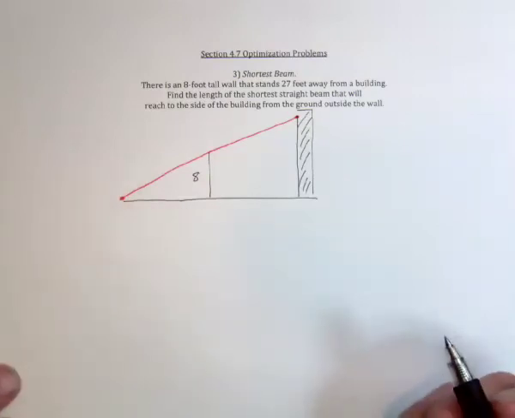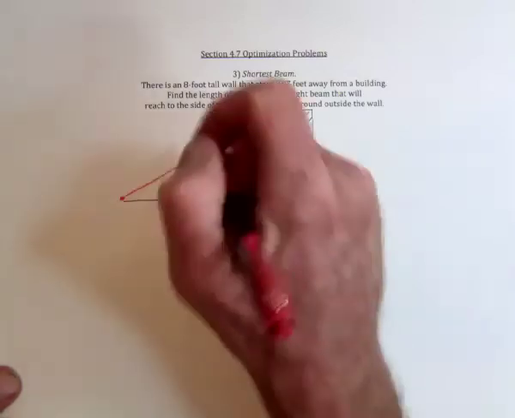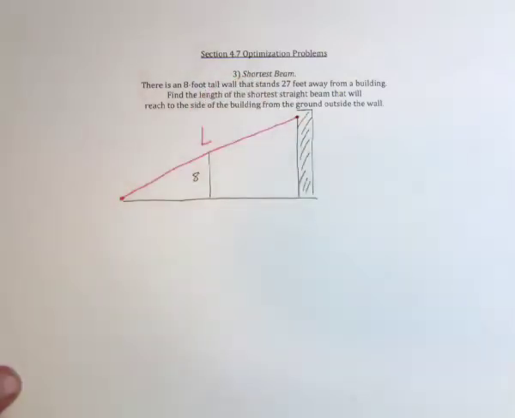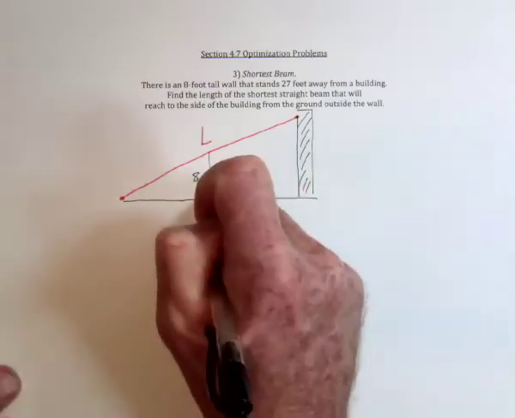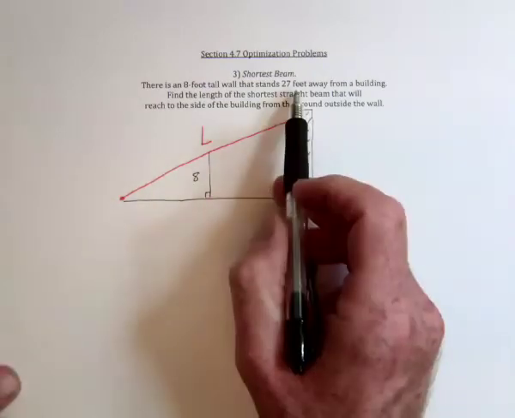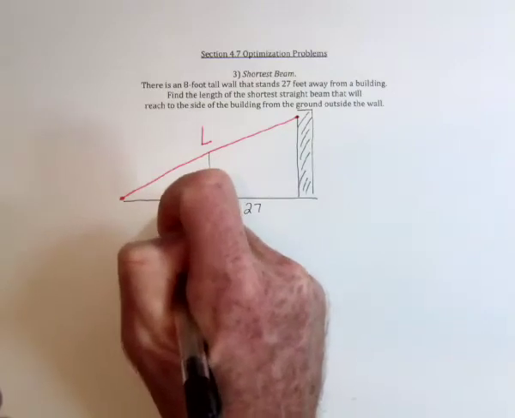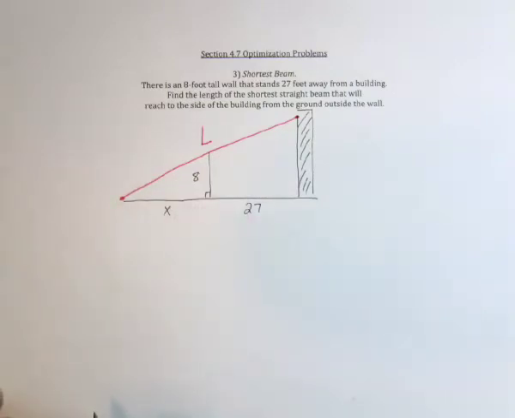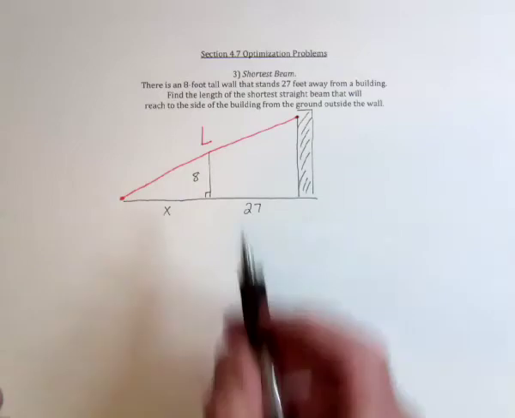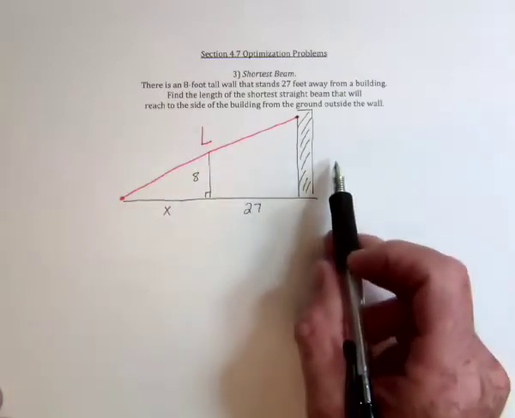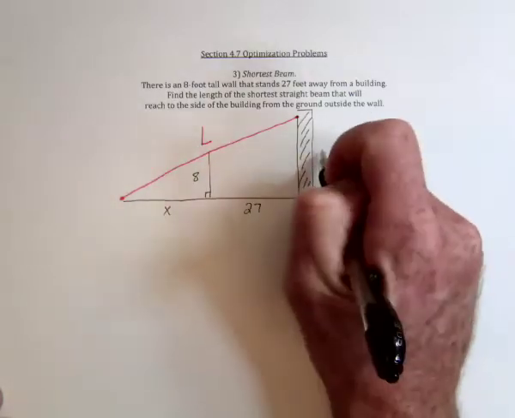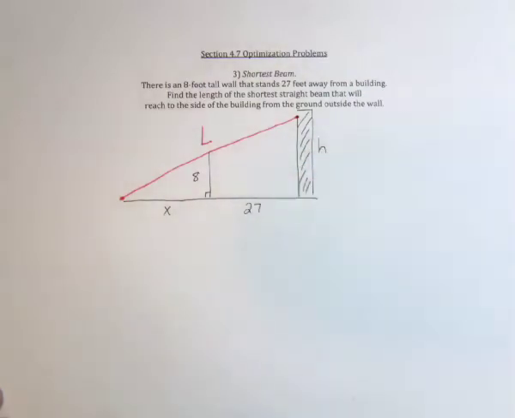So there's the setup. And now we have some variables, like find the length of this plank right here, or this beam. And then we've got that there's a 27 in there, that the 8-foot wall is 27 feet away. This part is not known, so I'll just use x. And then I can see that the Pythagorean theorem is most likely going to be used, so we need something on this. We'll call it h.